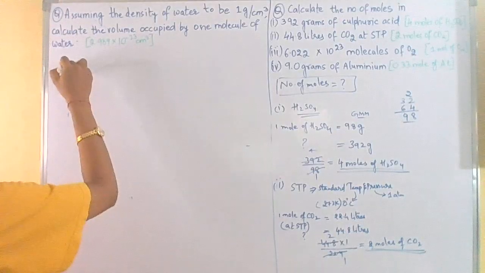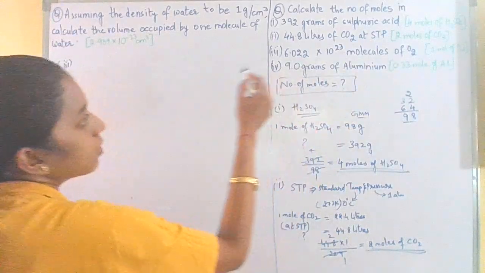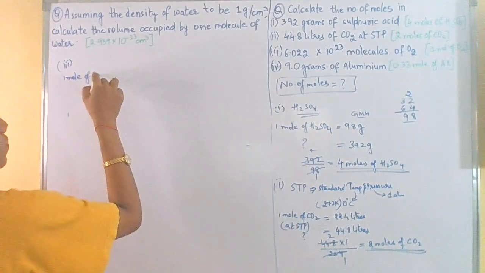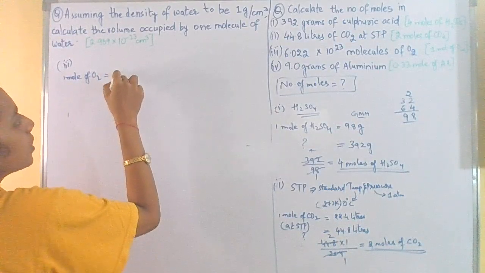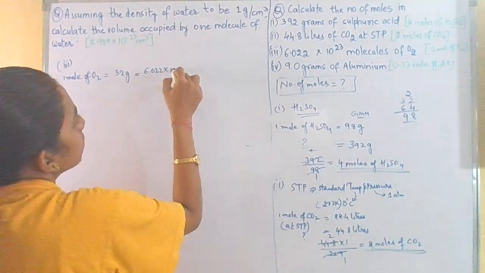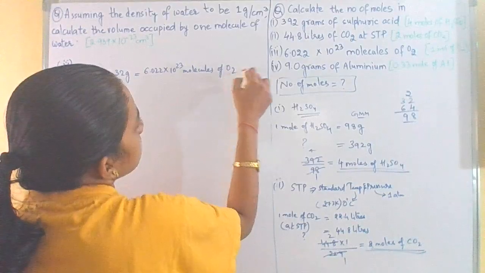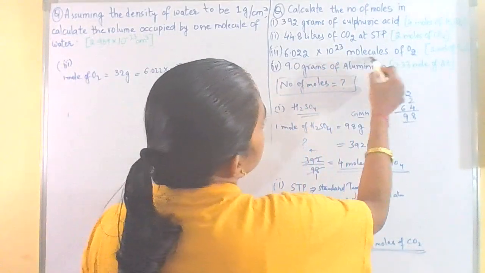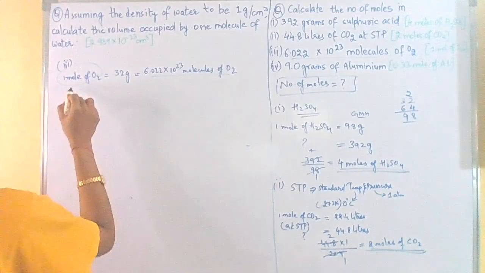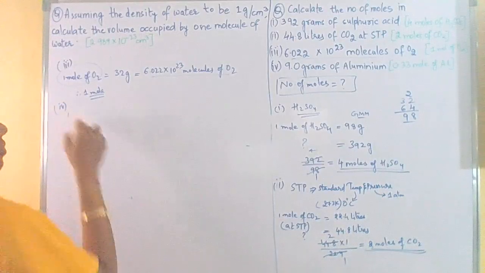Calculate the number of moles in 6.022 into 10 to the power 23 molecules of O2. O2 is oxygen molecule. 1 mole of O2 is equal to 32 grams. This is gram molecular mass, which is equal to 6.022 into 10 to the power 23 molecules of O2. So they have asked here the number of moles in 6.022 into 10 to the power 23 molecules of O2, which is 1 mole. So the answer is 1 mole. Now we'll see the fourth one.